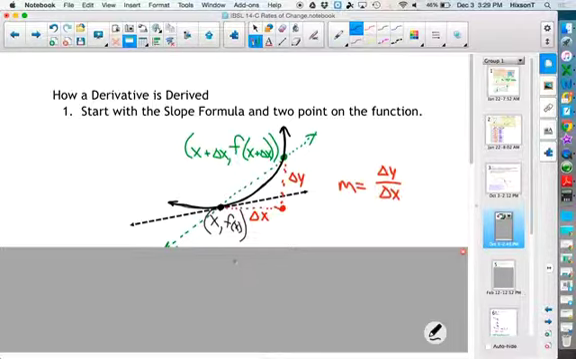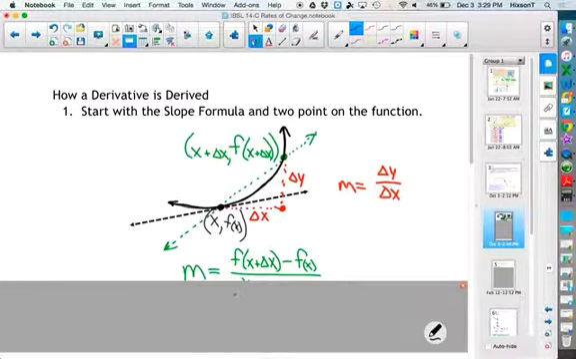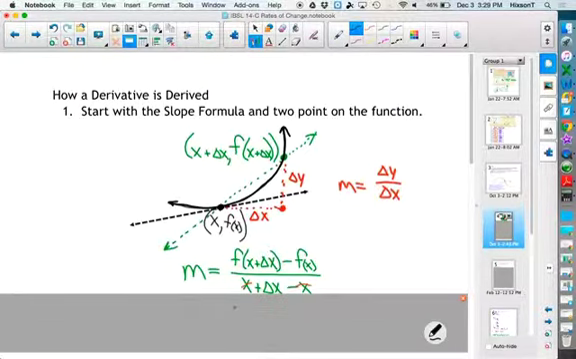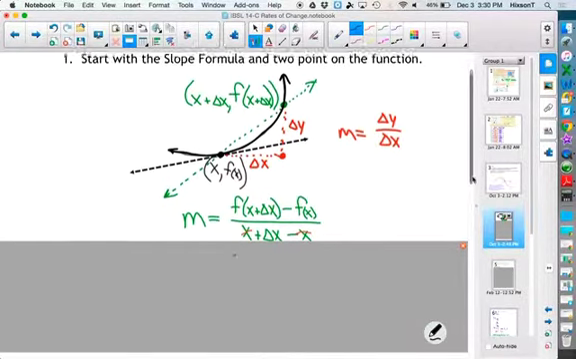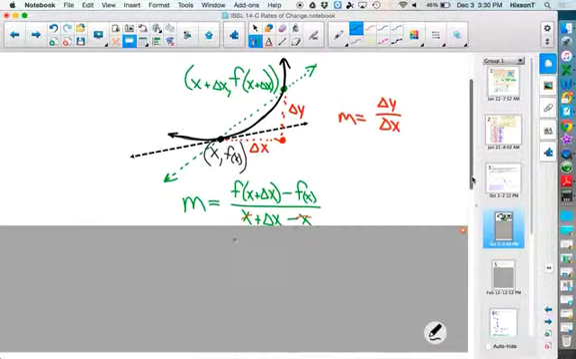Now, if we keep in mind our slope formula, the slope formula is the change in our y values over the change in our x values. So, my y values are f of x plus delta x and f of x. So I'm going to subtract those in the numerator.